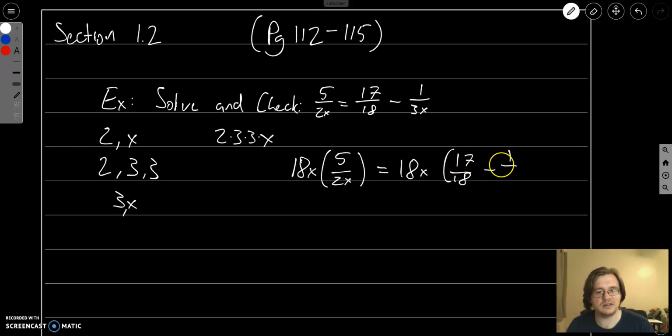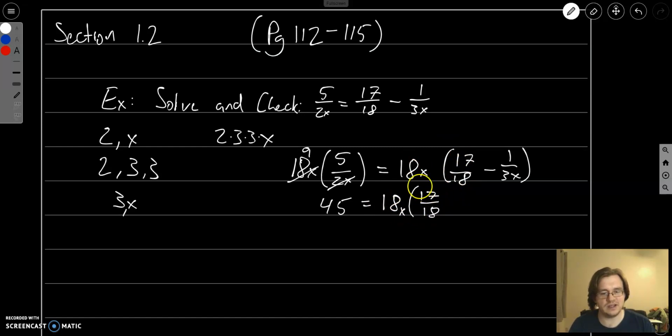And this will simplify nicely. On the left-hand side, 18x times 5 over 2x, the x's will cancel, and then with the 18 and the 2, we'll only have 9 left over. So on the left-hand side, I have 9 times 5, which is 45. On the right-hand side, I'm going to distribute the 18x first. So 18x times 17 over 18 minus 18x times 1 over 3x.